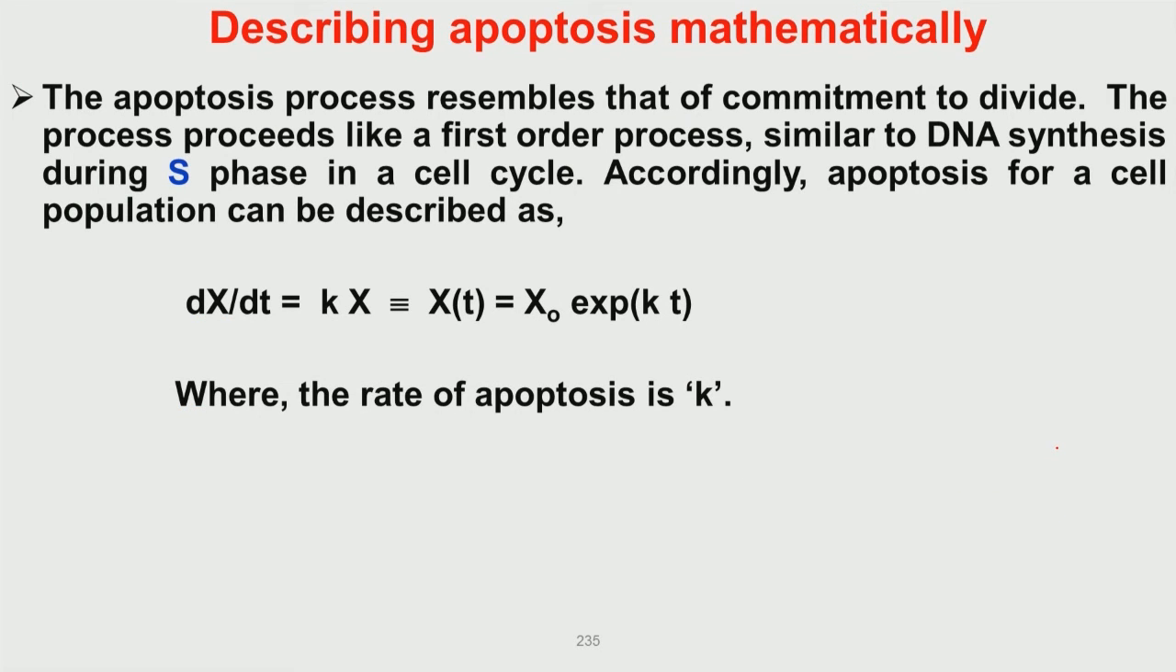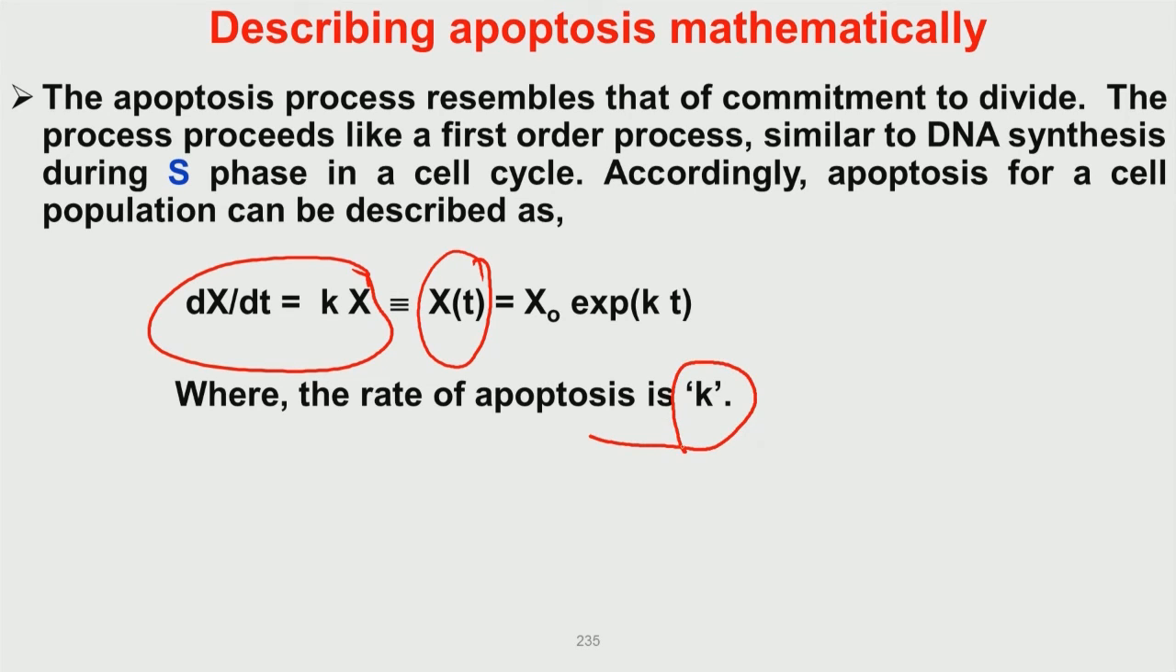Like the cell division process, cell death processes can also be expressed by certain mathematical formulae, and this has been shown very generally. The rate of change of cell numbers with time, dx/dt, is equal to kx, where k is the rate of apoptosis. So, at any given point of time t, x(t) is equal to x naught exponential kt. This rate of apoptosis k essentially tells you how fast the cell would undergo apoptosis.